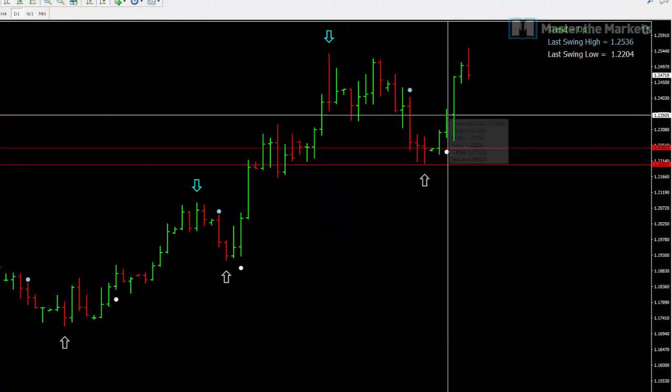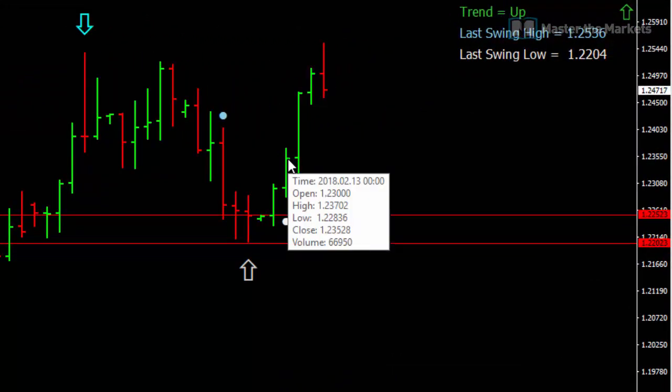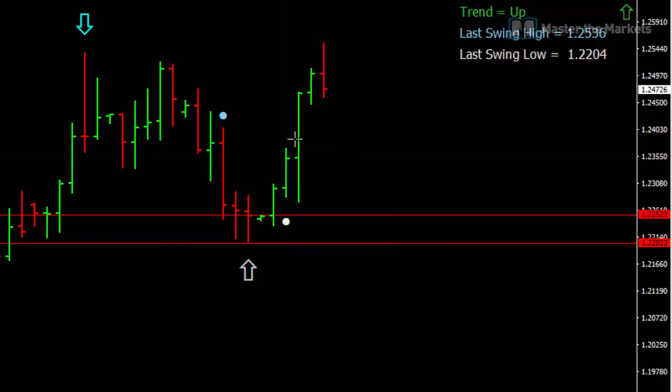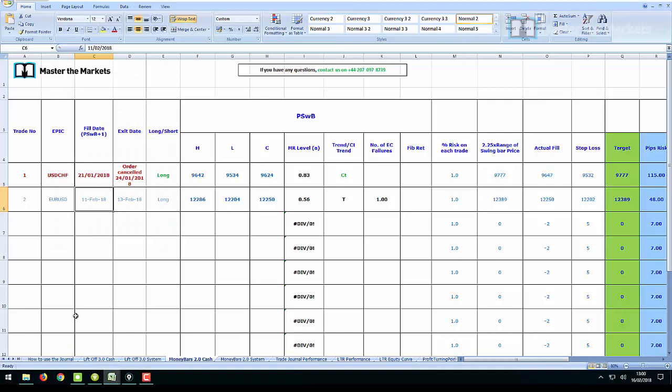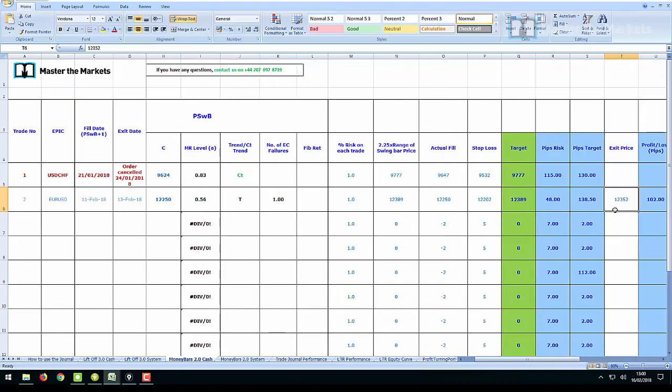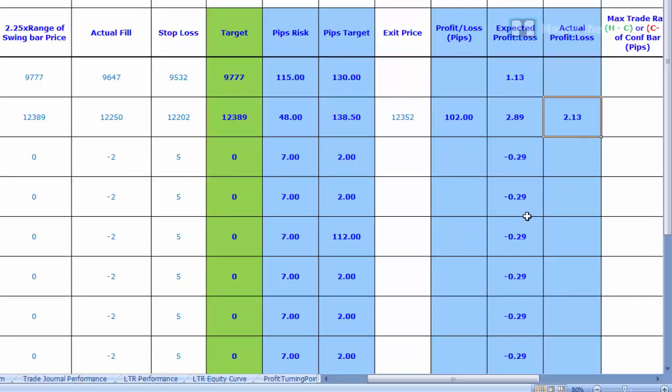So instead of taking it out on the close here, which was 123.52, what we wanted to do was allow it to run for target. And you can see this on the journal, on the cash tab, which is the one we took in the live trading room, where we made that small mistake, we banked out a profit of 2.13%, taking the market out at 123.52.